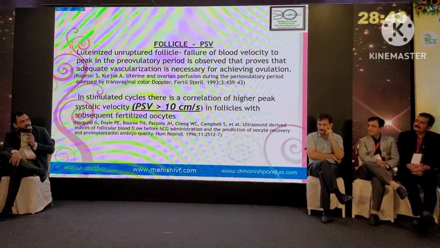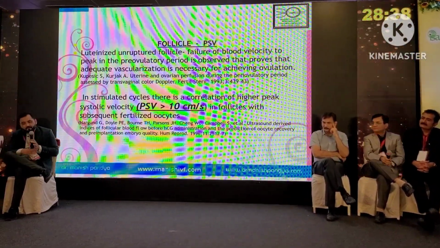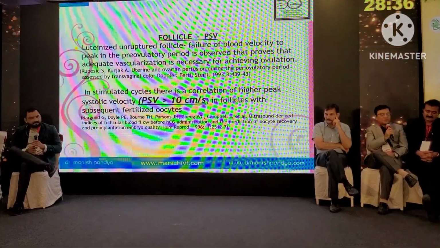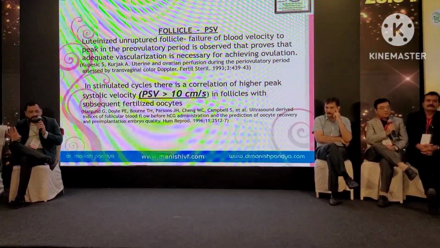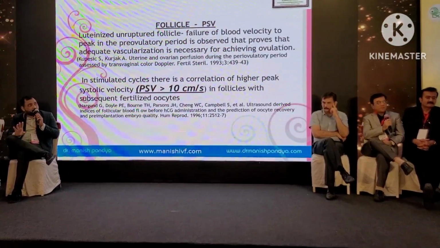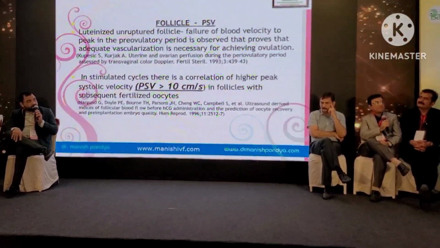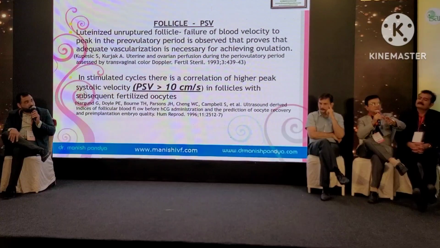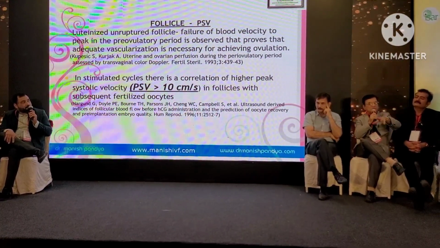Any role of PSV? Yes. How should it be? It should always be less than 10 centimeters per second in follicular monitoring. Rule of 10, less than 10. Yes, it should be more than 10 centimeters per second when we have a mature follicle.